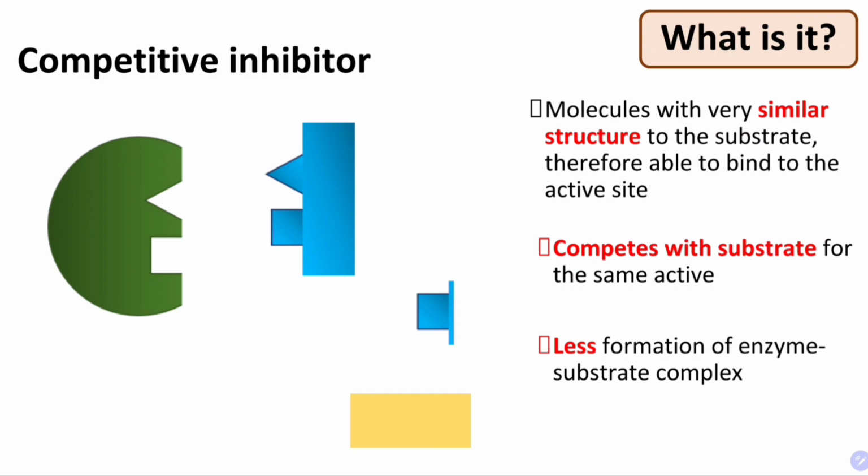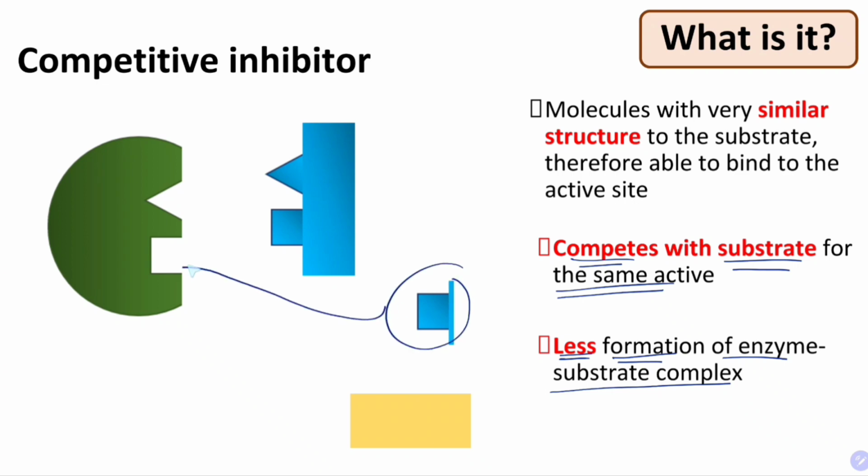So as a result, the inhibitor will compete with the substrate for the same active site since they have similar structure. So because of this competition, it will lead to less formation of enzyme substrate complex. So whenever the inhibitor is able to bind to the active site, it will prevent the substrate from binding to the active site. When substrate cannot bind, less ESC. So when less enzyme substrate complex form, this is why we say that inhibitor will reduce the activity of enzyme reaction.